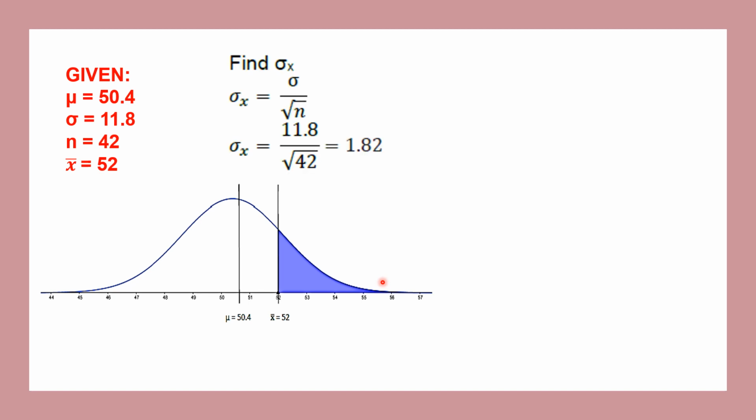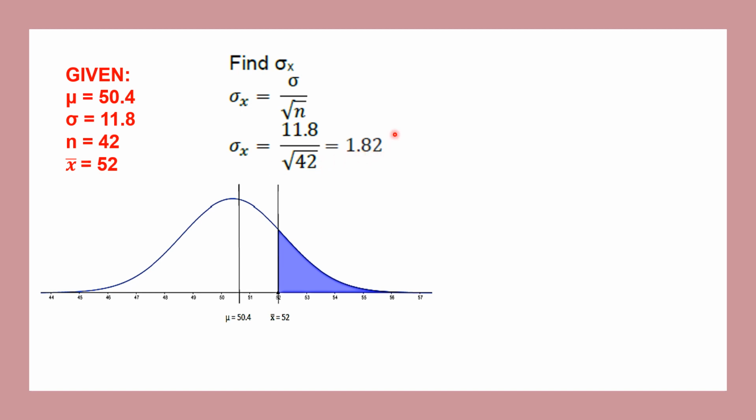So, for our sigma sub x, notice that our formula is sigma over square root of n only. We do not multiply it by the finite population correction factor. Why? Because we're dealing with an infinite population. The number of the population is not given. That's why we can conclude that it is an infinite population. So upon substitution, our answer would be 1.82.